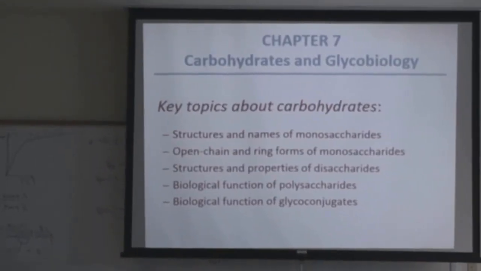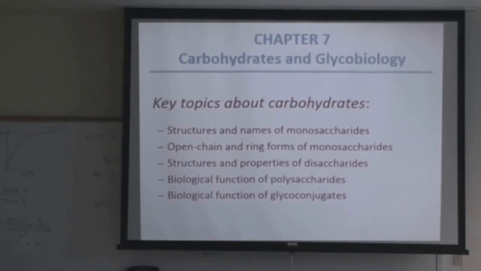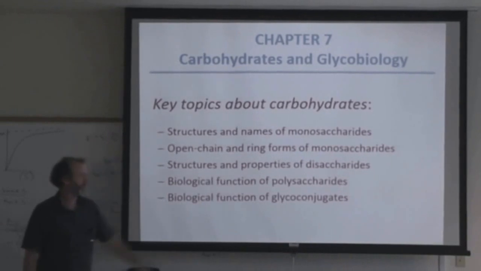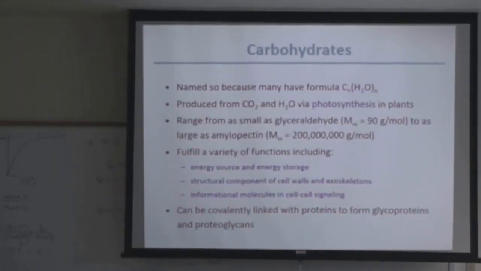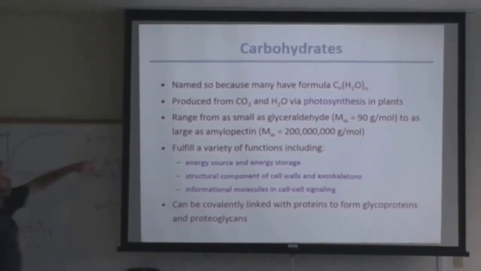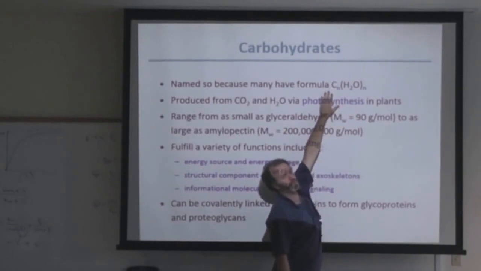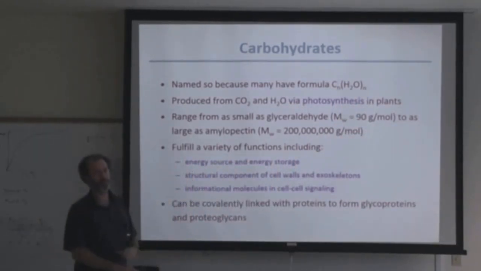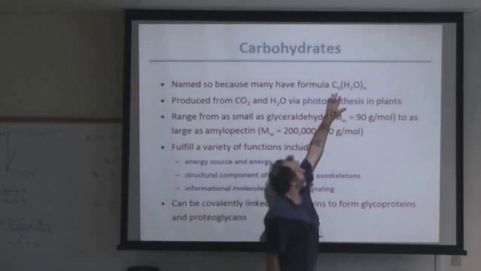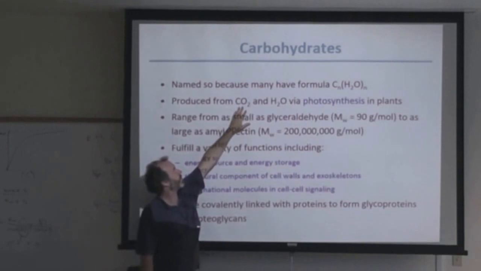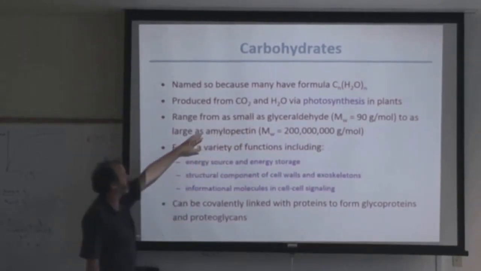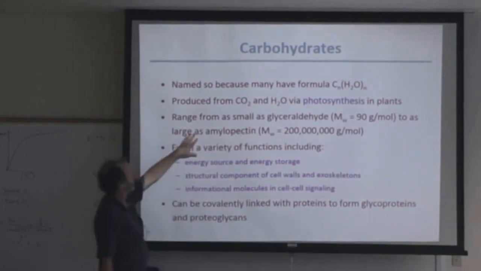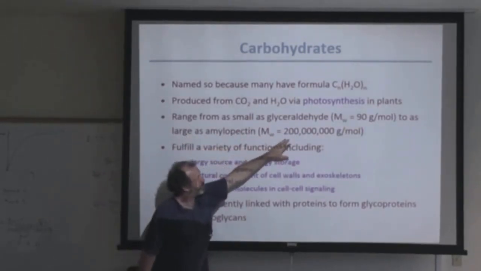So some key topics about carbohydrates: we'll look at the structures and the names of monosaccharides, open chain and ring forms, structures and properties of disaccharides, biological functions of polysaccharides, and biological functions of glycoconjugates. Carbohydrates are named basically because they all have the same formula. They're basically the hydrates of carbon. So for every atom of carbon, you're going to have one molecule of water in a carbohydrate. No matter what kind of carbohydrate it is, you'll always follow this formula. And they're produced, of course, from carbon dioxide and water via photosynthesis in plants. They range from small, like glyceraldehyde, to as large as amylopectin, with a molecular weight of 200 million grams per mole.